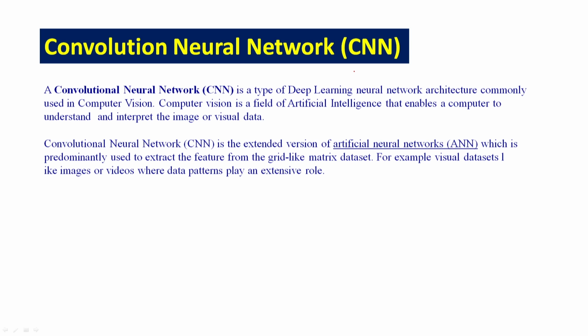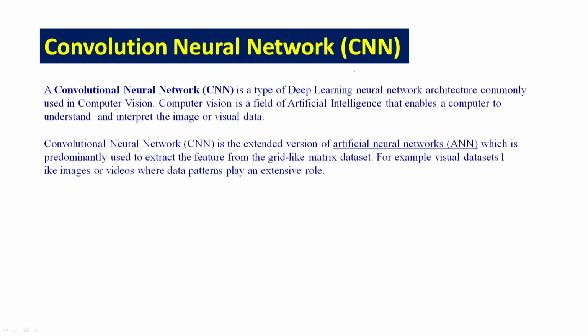It is not completely different from ANN, but more additional features are added, and it can be used to extract the features from the images. That is a new thing. It can be used to autonomously extract features from the images or grid-like matrix data sets. Basically, we will talk about how images are read by the computer. For example, you have visual data sets like images or videos where data patterns play a very important role. That is why these networks are more widely used.